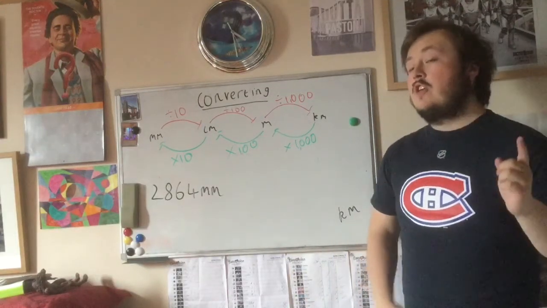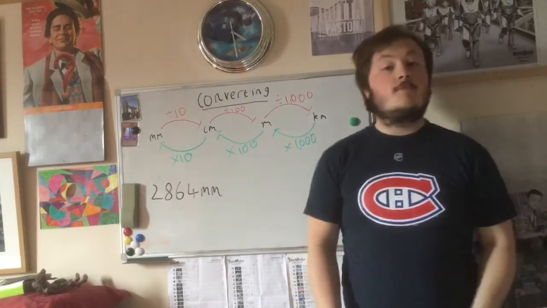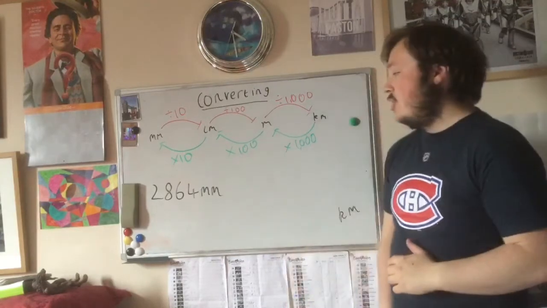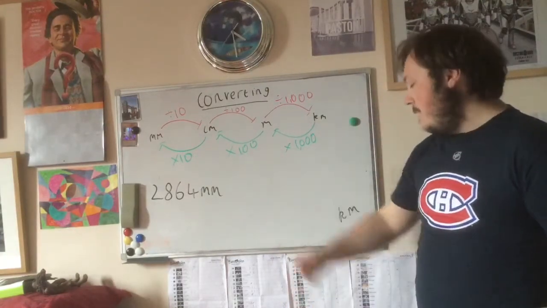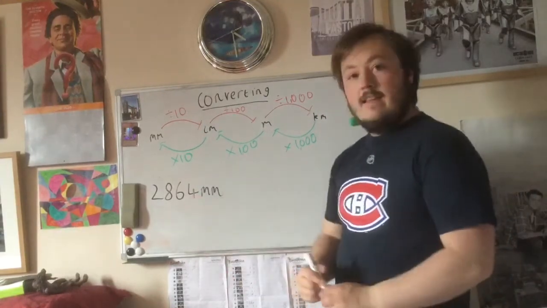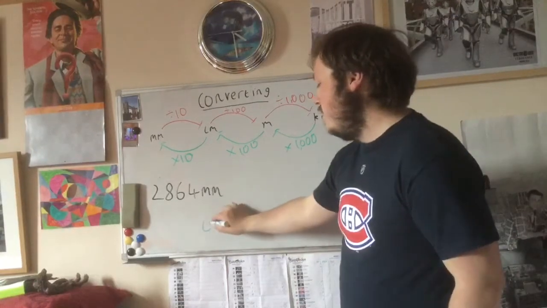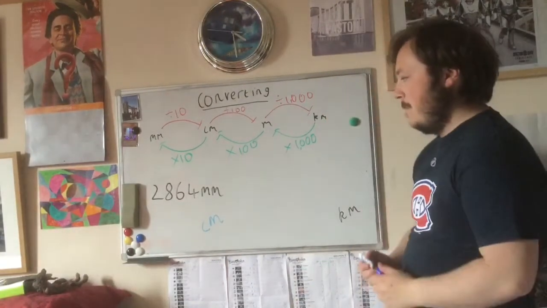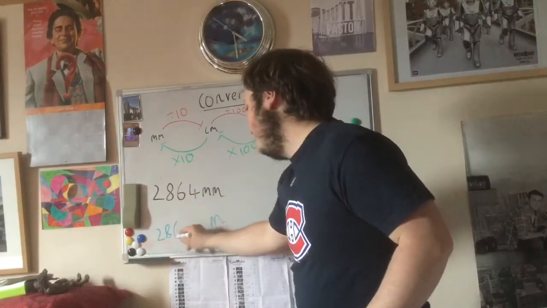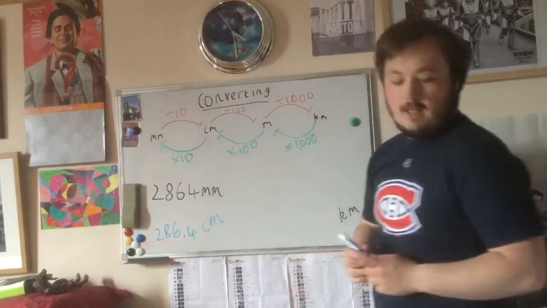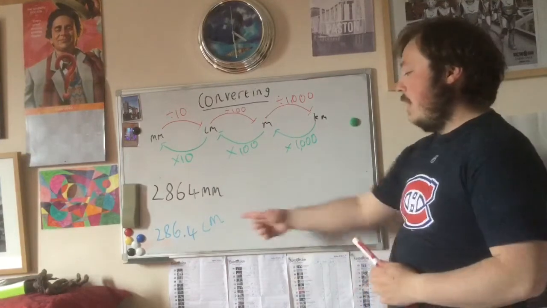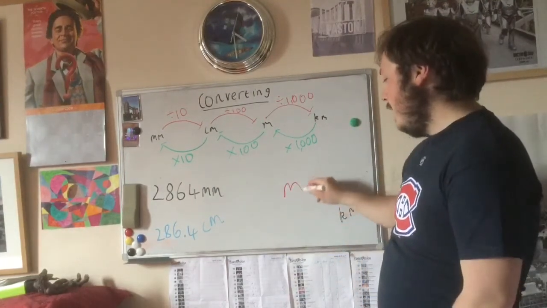Now yesterday we were looking at converting and I was showing you how to convert between millimetres to kilometres. And the challenge I set you was to convert 2,864 millimetres into kilometres. So firstly we need to divide that by 10 to work out how much it is in centimetres. So 2,864 millimetres becomes 286.4 centimetres.